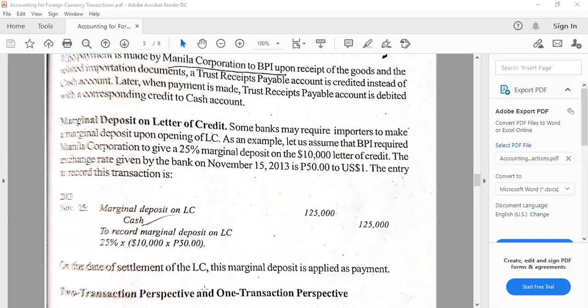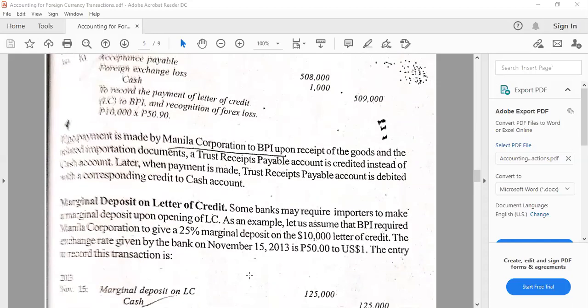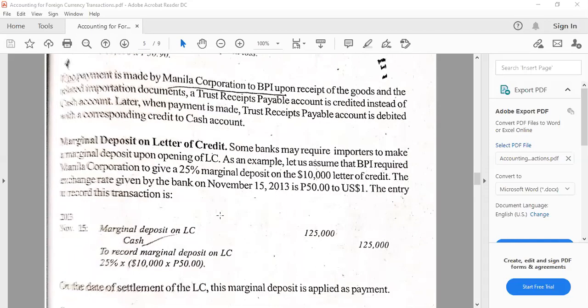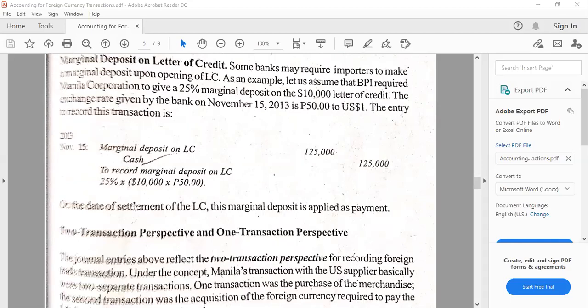And then on the date of settlement, this marginal deposit is applied as payment. How? If this is the situation now, we are going to credit here the marginal deposit on LC for 125,000 and the balance will be on cash. That's how it is because this is like a prepayment again.